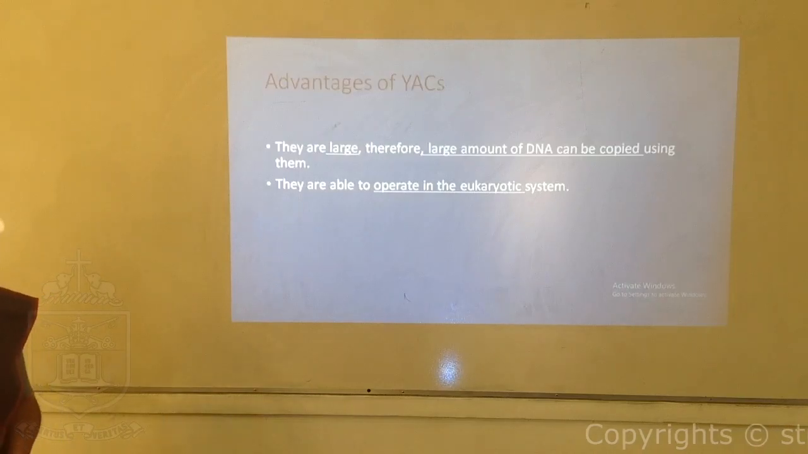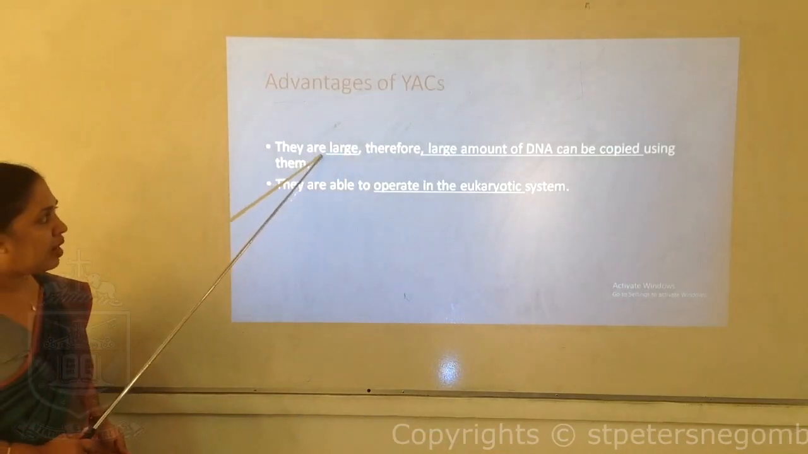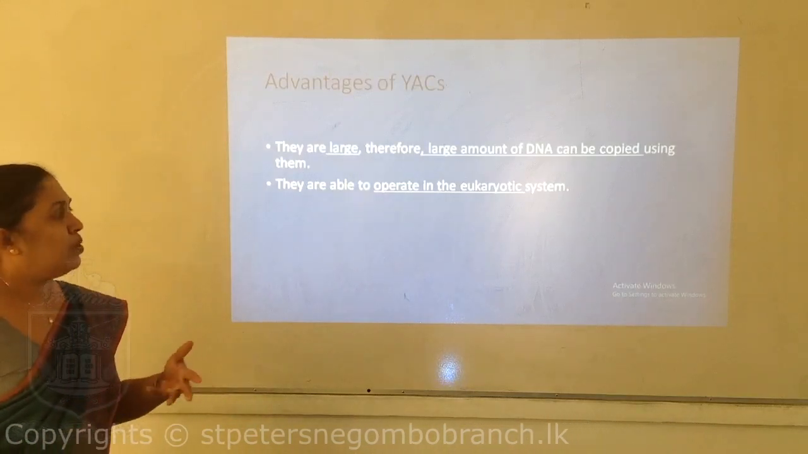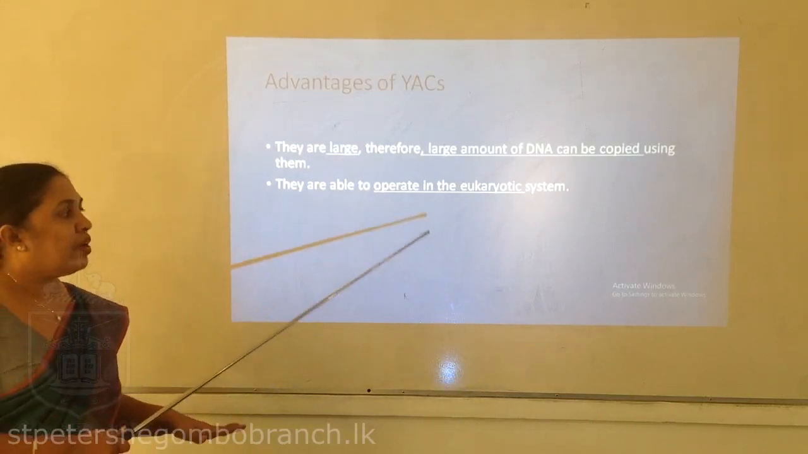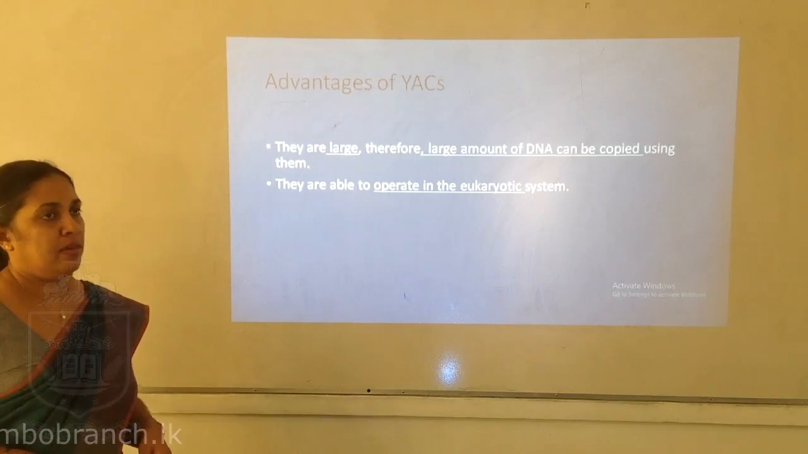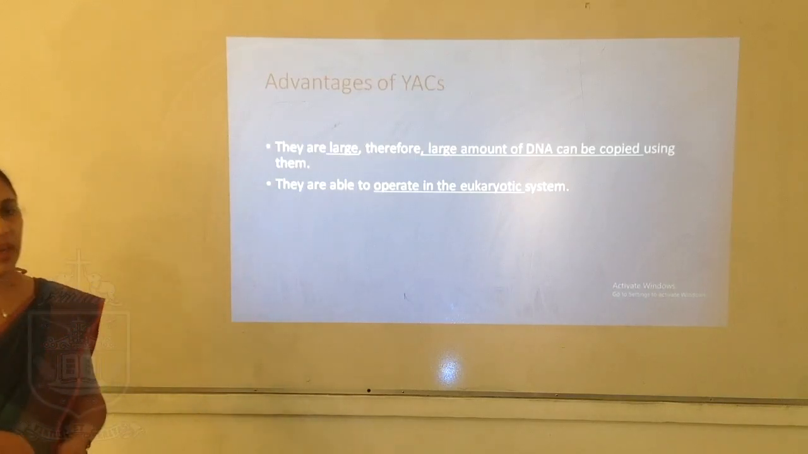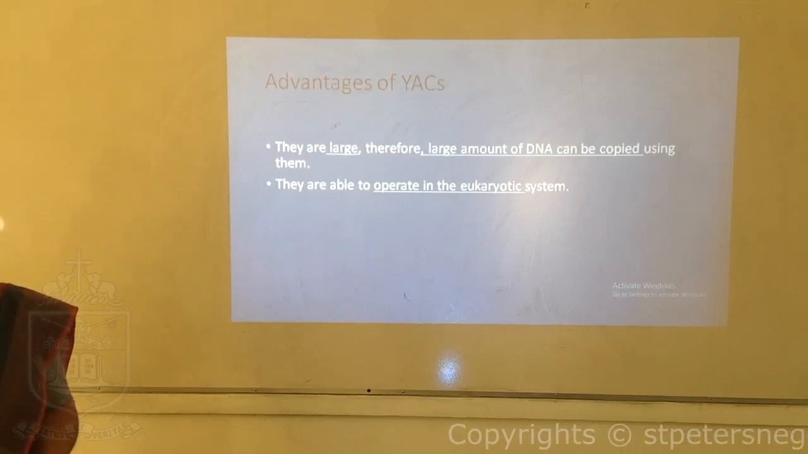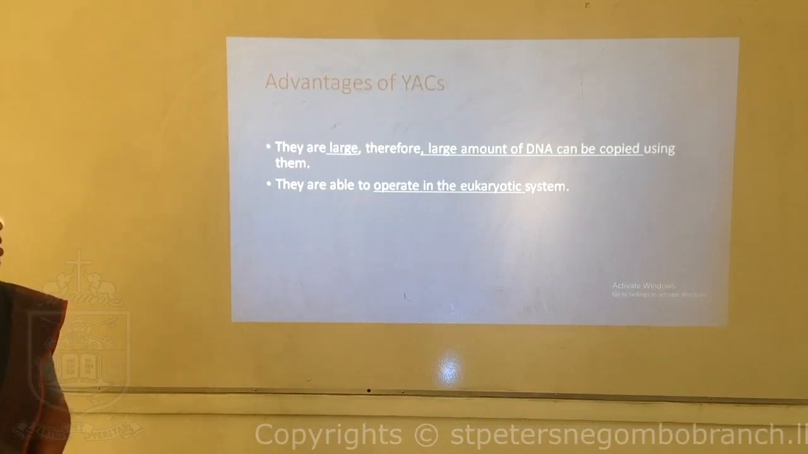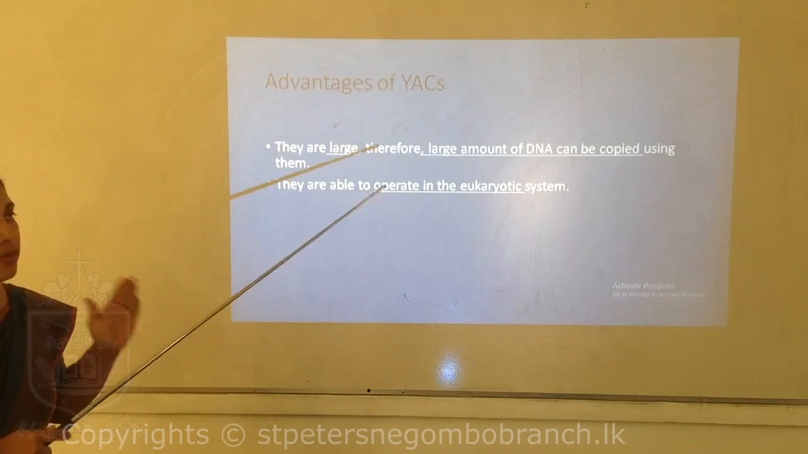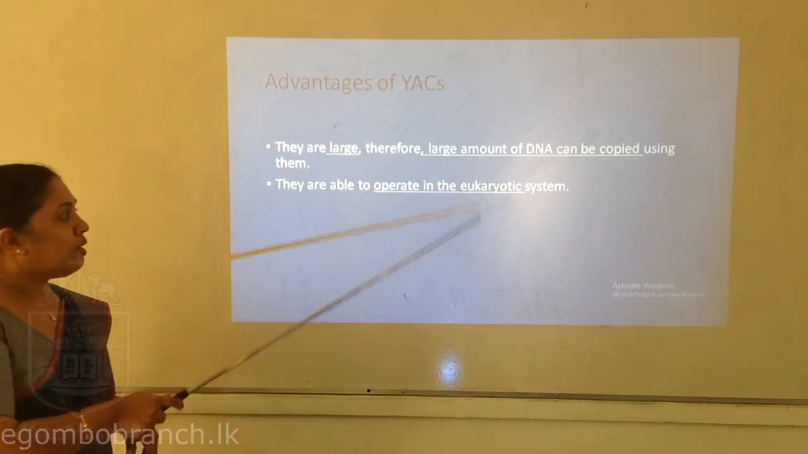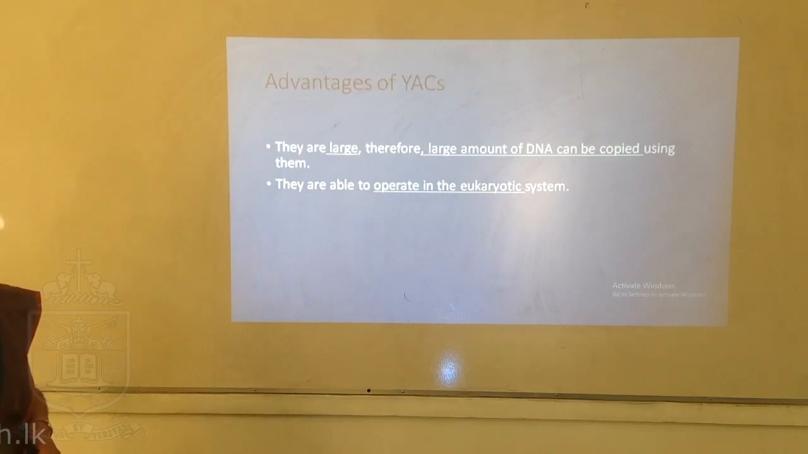So there are advantages of YAC vectors. They are very large, so a large amount of DNA can be copied using them, and also they can operate in a eukaryotic system. Usually as a host to vectors, we are using bacteria, bacteriophages and all. Since they are yeast artificial chromosomes, they can act as chromosomes, they can work in eukaryotic systems.